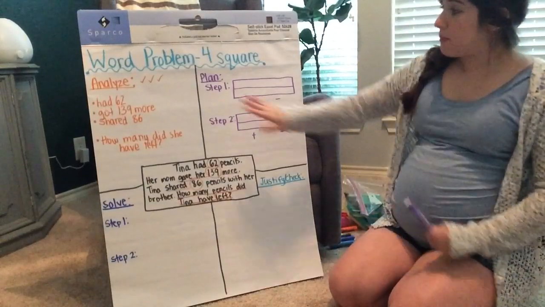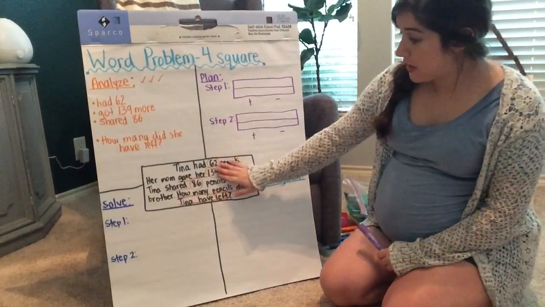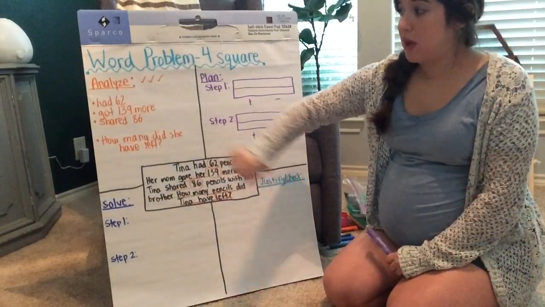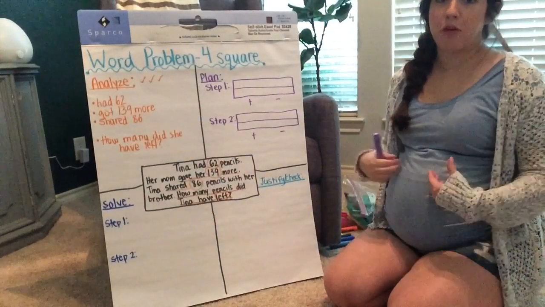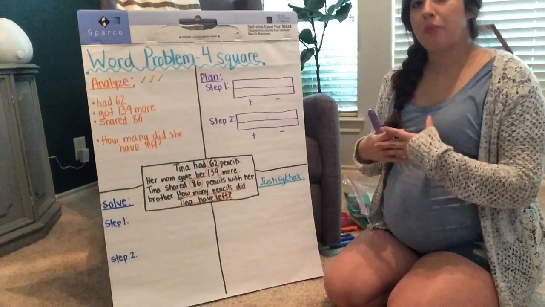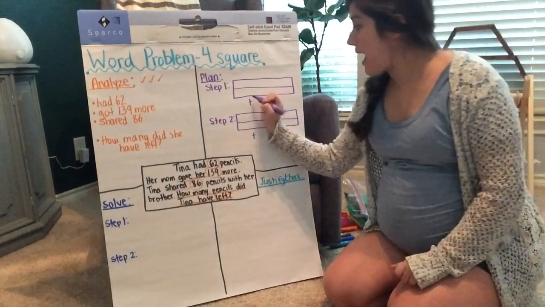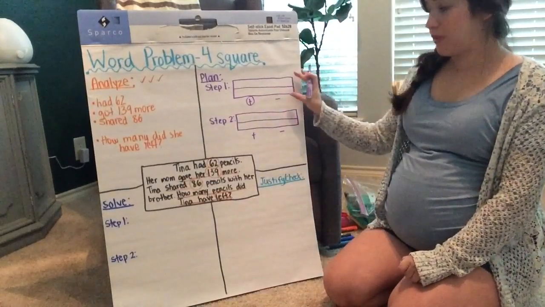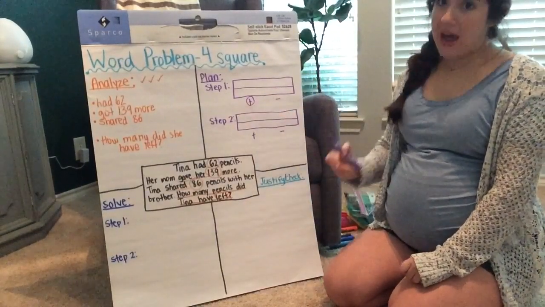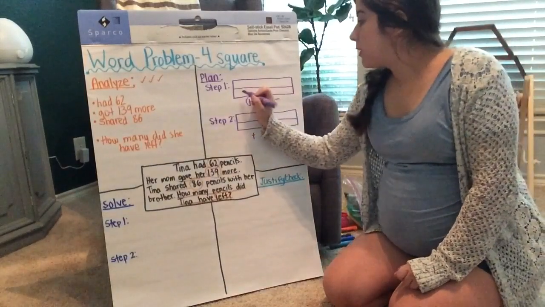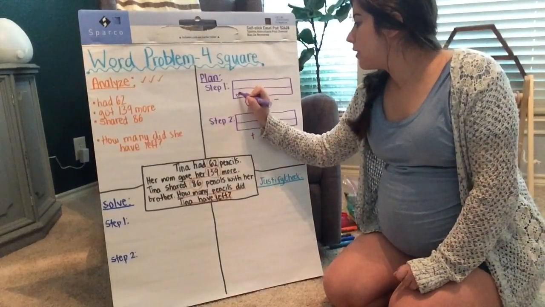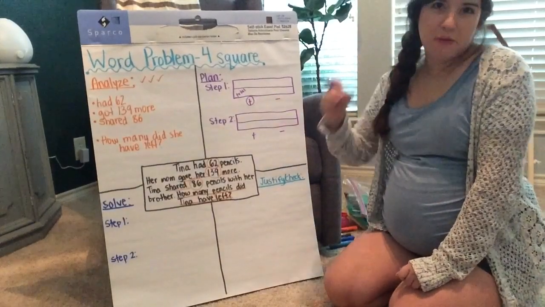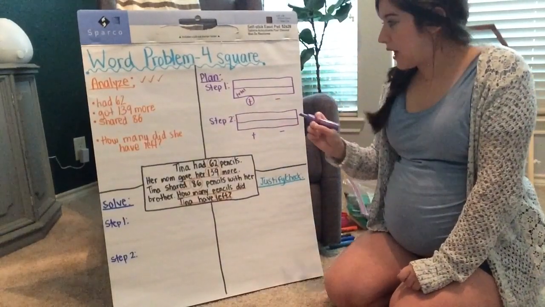So my first step, the very first thing that I'm going to have to do here is I know she has 62, and I know that her mom gave her more. So my very first step is I'm adding. So I automatically circle my plus sign, because for this strip diagram, I know I'm adding. Now I always like to put my total on the bottom, but if it's on the top, that's also okay.